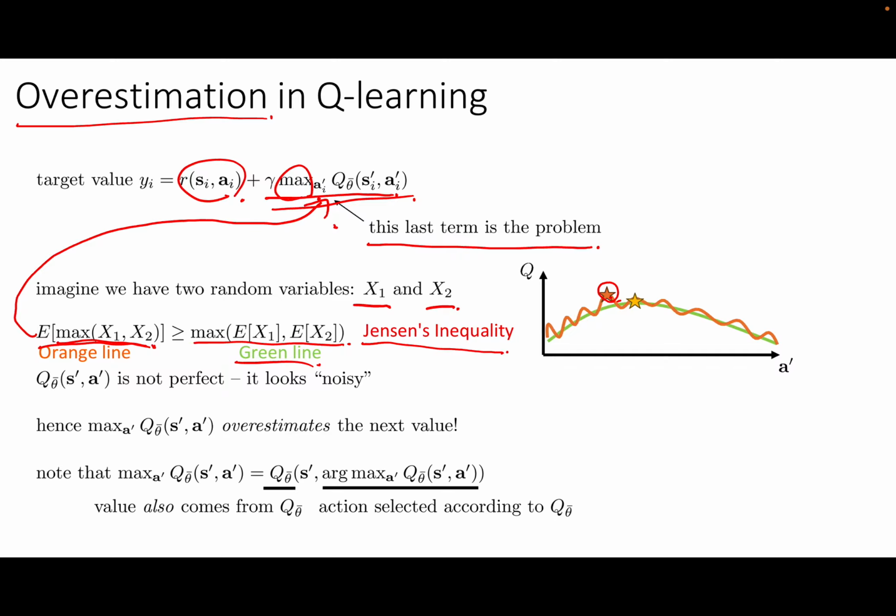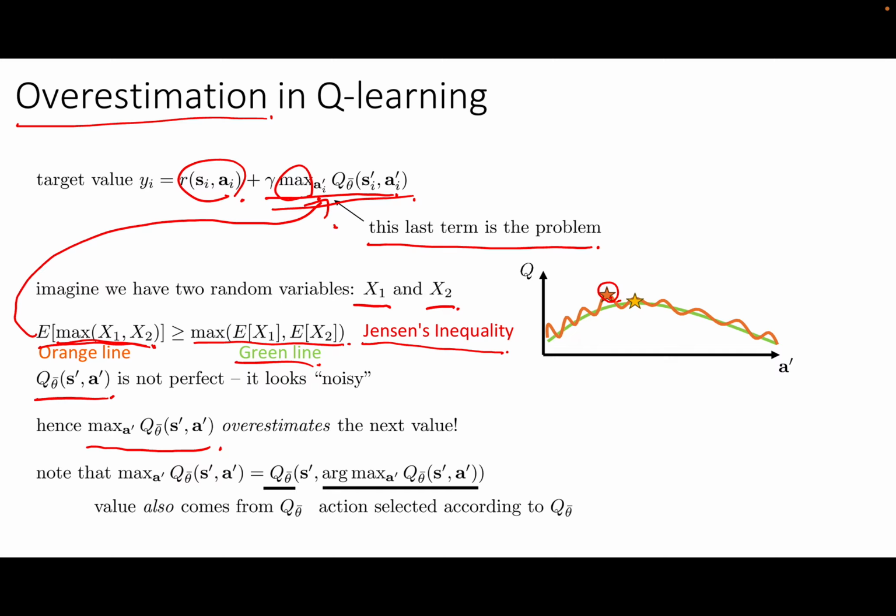And this target is not perfect, it looks noisy. That is the reason why this last term, max over A prime of Q theta bar at S prime, A prime, overestimates the next value. It always predicts larger than the true value. In an optimal setting, it might estimate very close to the true value, but in practice, it often overestimates the next one.